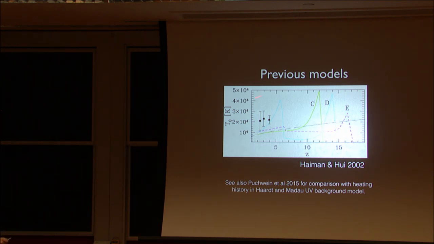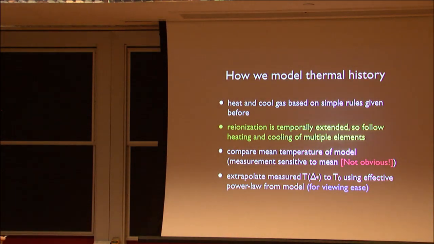So what we're doing: the previous paper that did something very similar to what we're doing is Hyman and Hui. The measurements have gotten better, perhaps, and I think the principles for how the temperature should evolve are also a little better understood. Okay, so what are we doing?